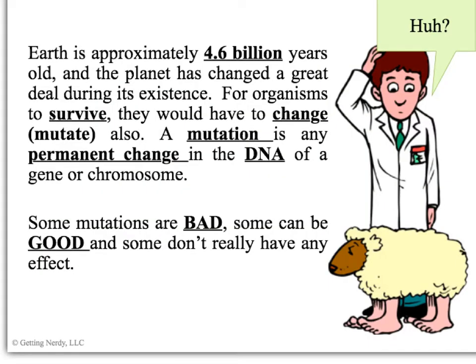See, Earth is approximately 4.6 billion years old. We know that from taking different samples, rock samples, especially from our Grand Canyon and such. The planet has changed a great deal during its existence. For organisms to survive, they would have to change, which is mutate, and mutation is any permanent change in the DNA of an organism, and we already know that some are good, some are bad.